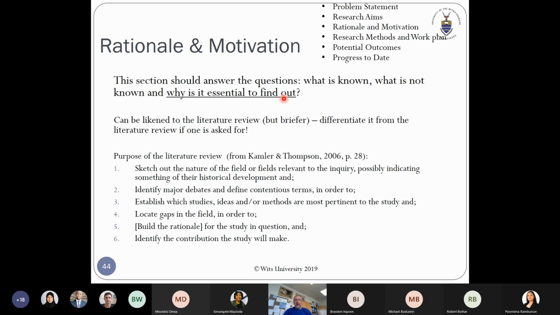What is not known, this is different. You're now describing the area of the research and listing or discussing things that we don't know. And then, why is it important to know that? Well, knowing that will help us to do X, Y, and Z, the impact of the research. So that's a way to structure the rationale and motivation.